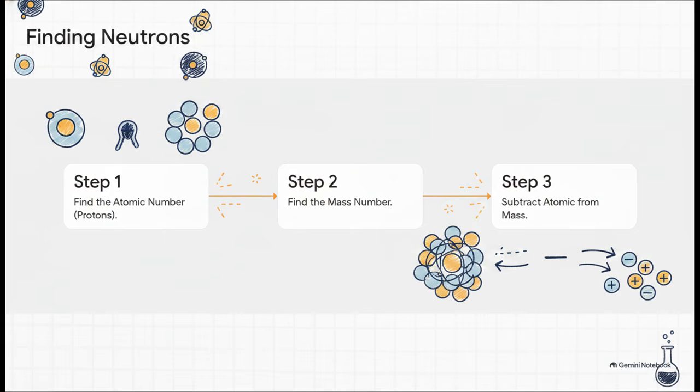You kind of have to uncover that secret yourself using the clues provided. But don't worry, here is the foolproof formula for cracking the case. Step 1, look at the element and find its atomic number. Remember, this instantly gives you your number of protons. Step 2, find the overall mass number. Step 3, just do a tiny bit of subtraction. Take that heavier mass number, subtract the atomic number, and whatever is left over, that has to be your neutrons.